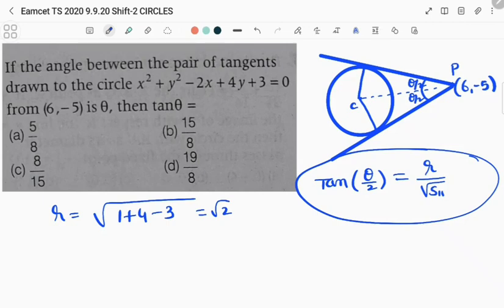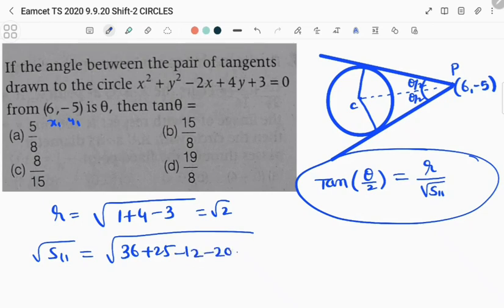Okay, next root s11. The point is x1, y1. Substitute in this root. In place of x and y, substitute 36 plus 25 minus 12 minus 20 plus 3. So root of 36 plus 25, 61 plus 3, 64 minus 22, so 2 will come there, 42. Root 42.